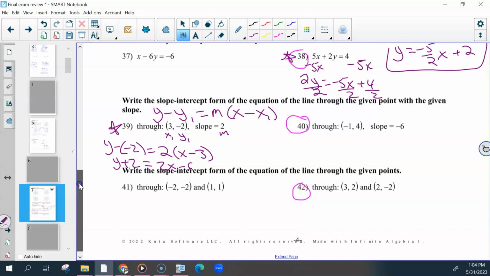And then our end goal is to get it back in slope-intercept form. So get rid of the 2 over here by subtracting. So y equals 2x minus 8. Questions on that one or other questions on this page? Go on to the next page.